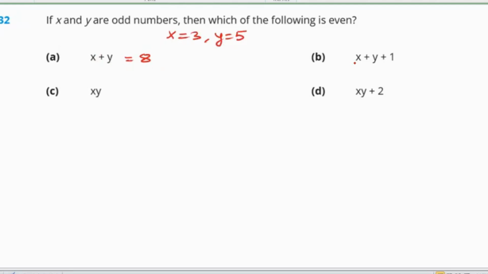So let's try it with the next option as well. x plus y plus 1, which is 3 plus 5, 8 plus 1. I'm getting 9. Again, this is an odd number. xy, which is 3 times 5, and I'm getting what? 15, which is again an odd number. And xy means 15 only. 15 plus 2, again I will be getting 17, which is an odd number. So the only correct option according to the question is option A.